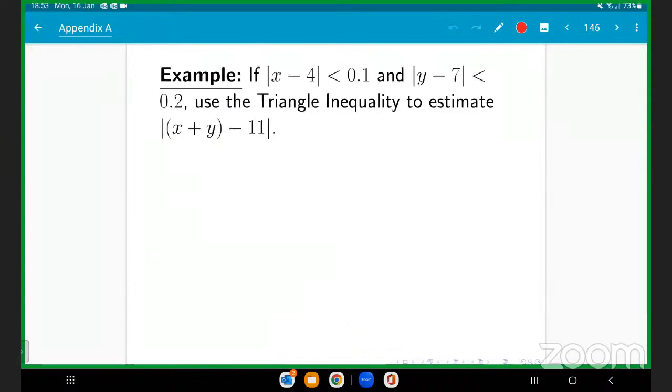And how is this useful? Well, for example, let's say we are given that for some numbers x and y, the absolute value of x minus 4 is less than 0.1, and the absolute value of y minus 7 is less than 0.2. We can use the triangle inequality to estimate the following: x plus y minus 11, or the absolute value of x plus y minus 11. Now, how do we do that? Well, we'll use our two given facts.